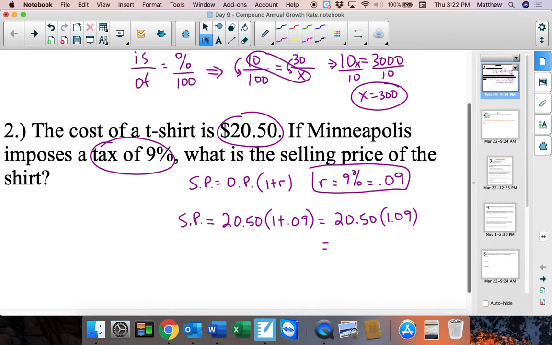And I'm going to get out my calculator. I would encourage you to do the same. You can hit pause if you want. 20.5 times 1.09. I get $22. If I round to the nearest cent, I get 35 cents. And this seems about right. 10% would be roughly $2. So adding another roughly $2, this makes sense from a gut check standpoint.